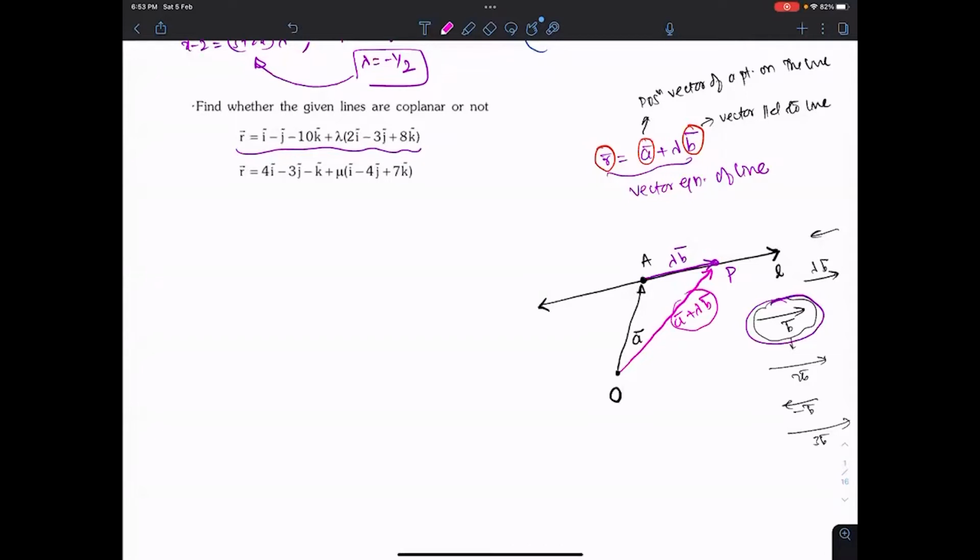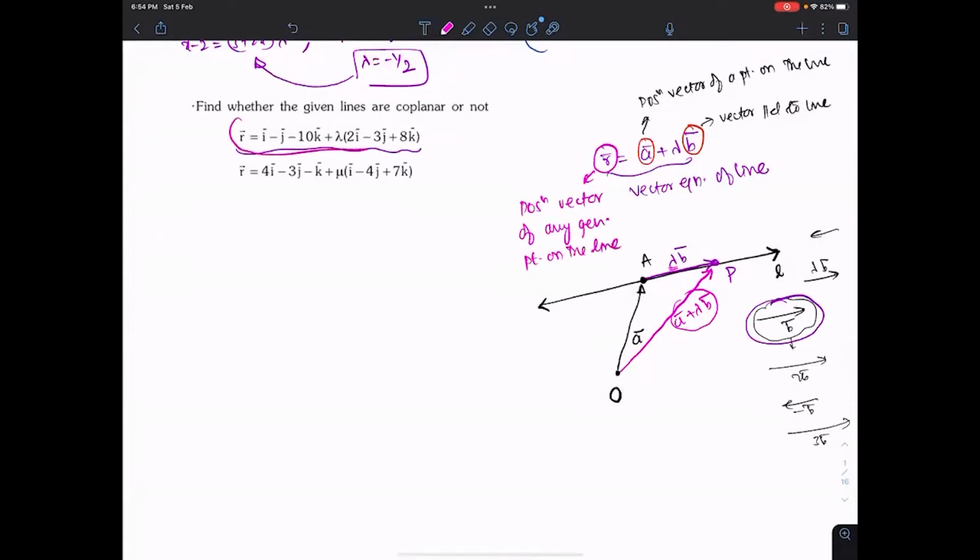If you change lambda, then you will get different points on the line. So what is A bar plus lambda B bar? Understanding it is very important. That is R bar. This R bar is the position vector of any general point on the line.